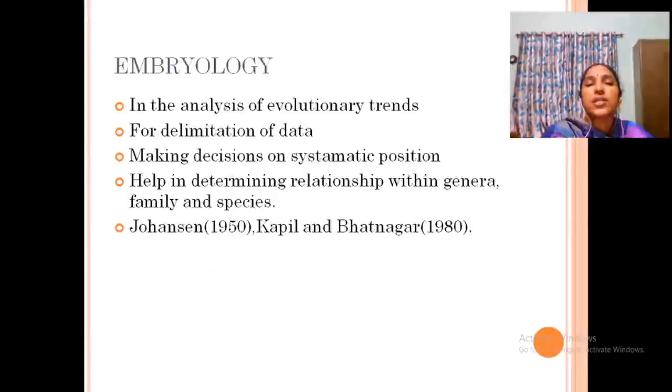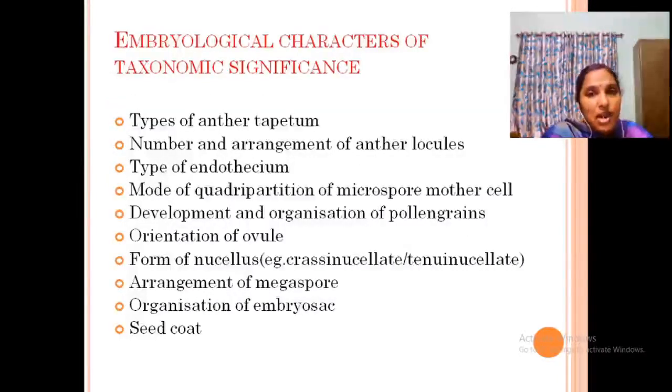Now we move on to the third evidence, that is embryology. You studied embryology in detail in your last semester. Some of the families are characterized by a particular type of embryo, endosperm, embryo sac, etc. This is very important in analyzing evolutionary trends and also helps us take decisions regarding systematic position. So what are the characters we will consider? Mainly the anther, type of anther tapetum, structure of tapetum, the number and arrangement of anther locules, types of endothecium, etc. And also development and organization of pollen grains, very important.